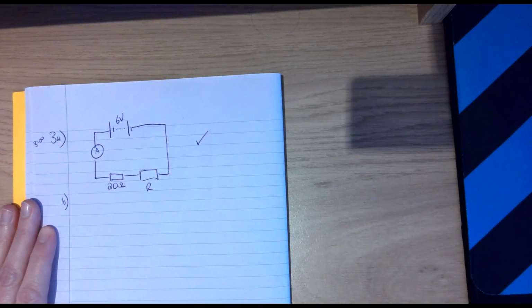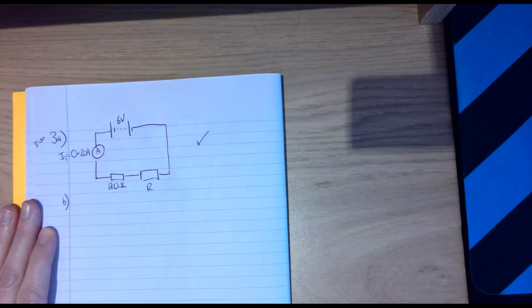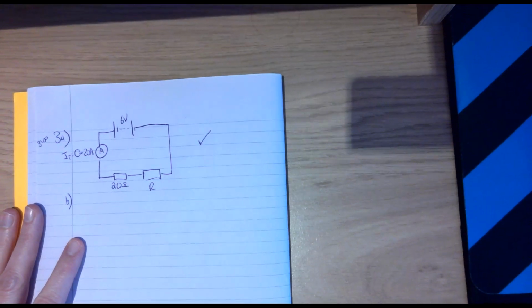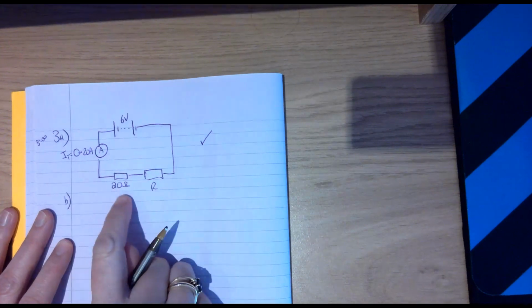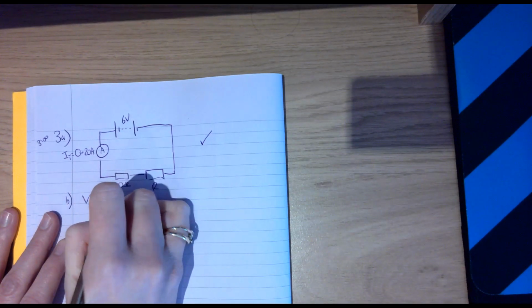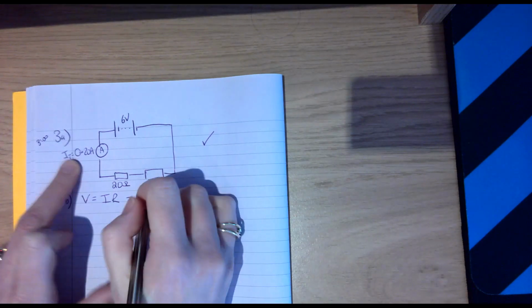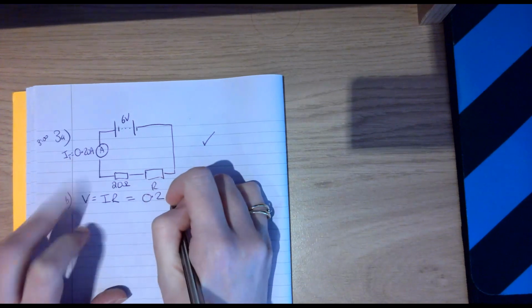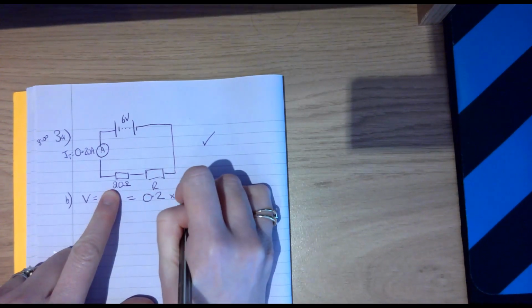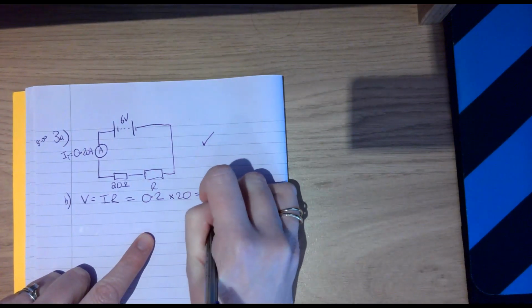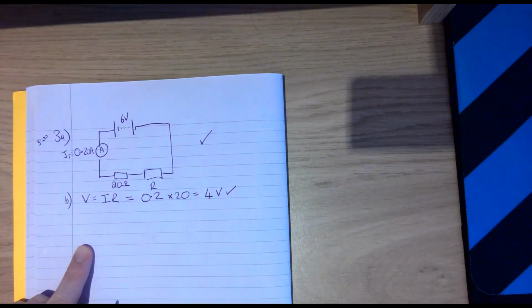B. The ammeter reads 0.20 amps. Now it's a series circuit, so all the current is that. And it would like us to calculate the potential difference across the 20 ohm resistor. So we need to use Ohm's law from GCSE, which is V equals IR. Okay. The current is the same all the way around, 0.2. And the resistance is 20. So 0.2 times 20, which is 4 volts. So a mark for that.